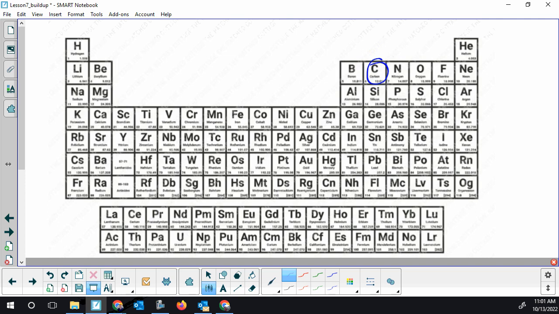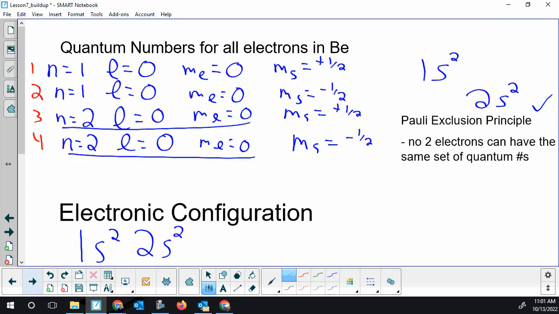Okay. I'll do lithium later. It's going to end in s1. And calcium is my last example. This is the 4th row, so it's going to end in s2. That will be my ending. I'll just snake my way through the table. So carbon, we're ending in the 2p's.